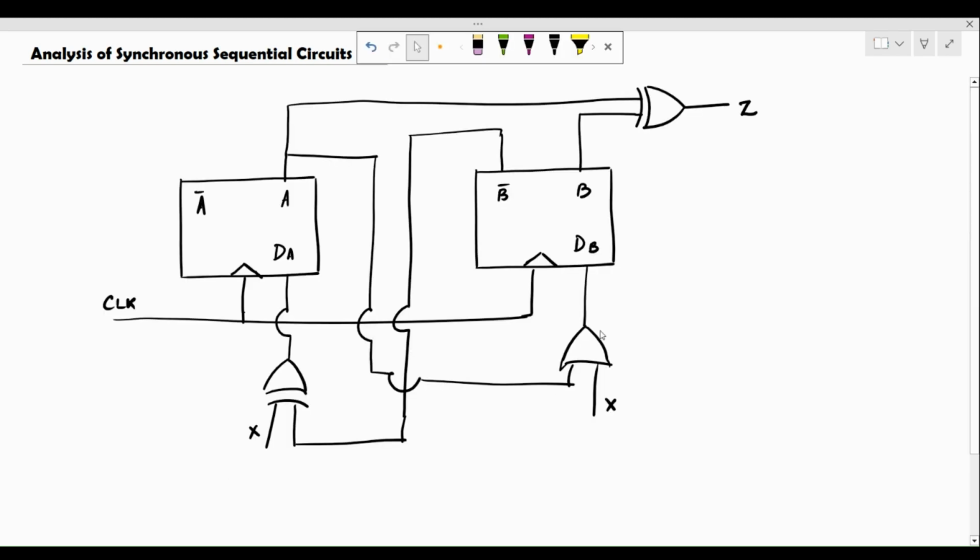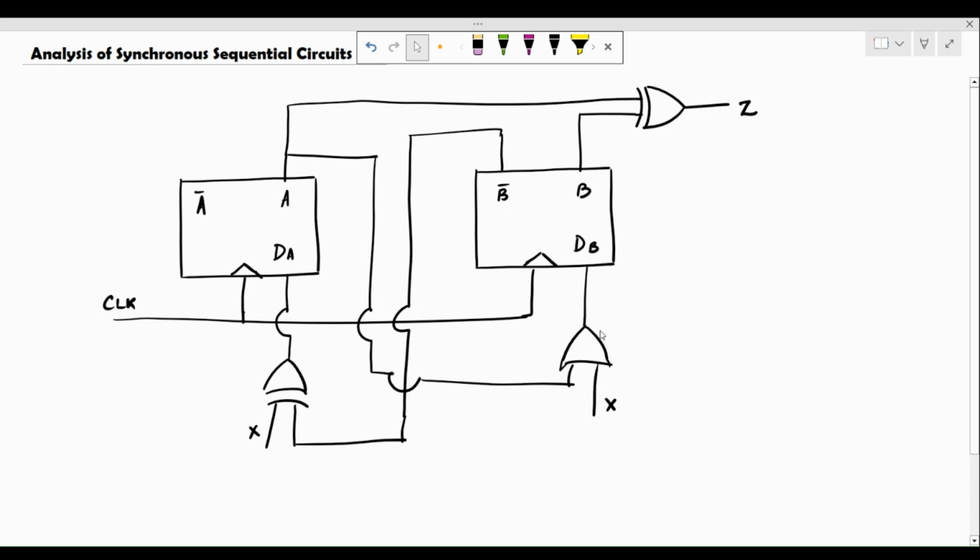In this video, I'm going to show you how we can analyze a given synchronous sequential circuit and arrive at something called the state diagram. Let me take you through the steps. We'll take up an example problem and see how this is done.